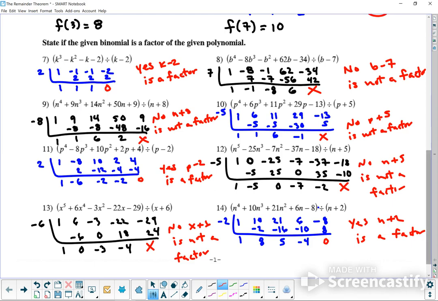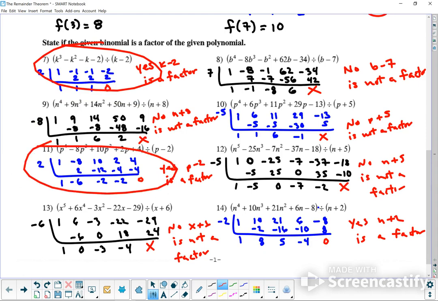Okay, so there's only 3 that works. Okay, so it was this one, 7 works, 9 works. Oops, sorry, 9 doesn't work. 11 works, and 14 works.